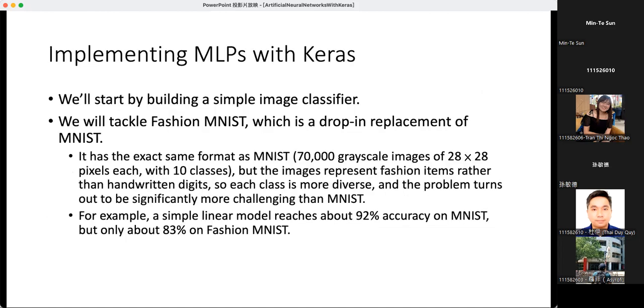So it's already break time, so let's take a 10 minute break. When we come back, we're going to discuss Keras a little bit.